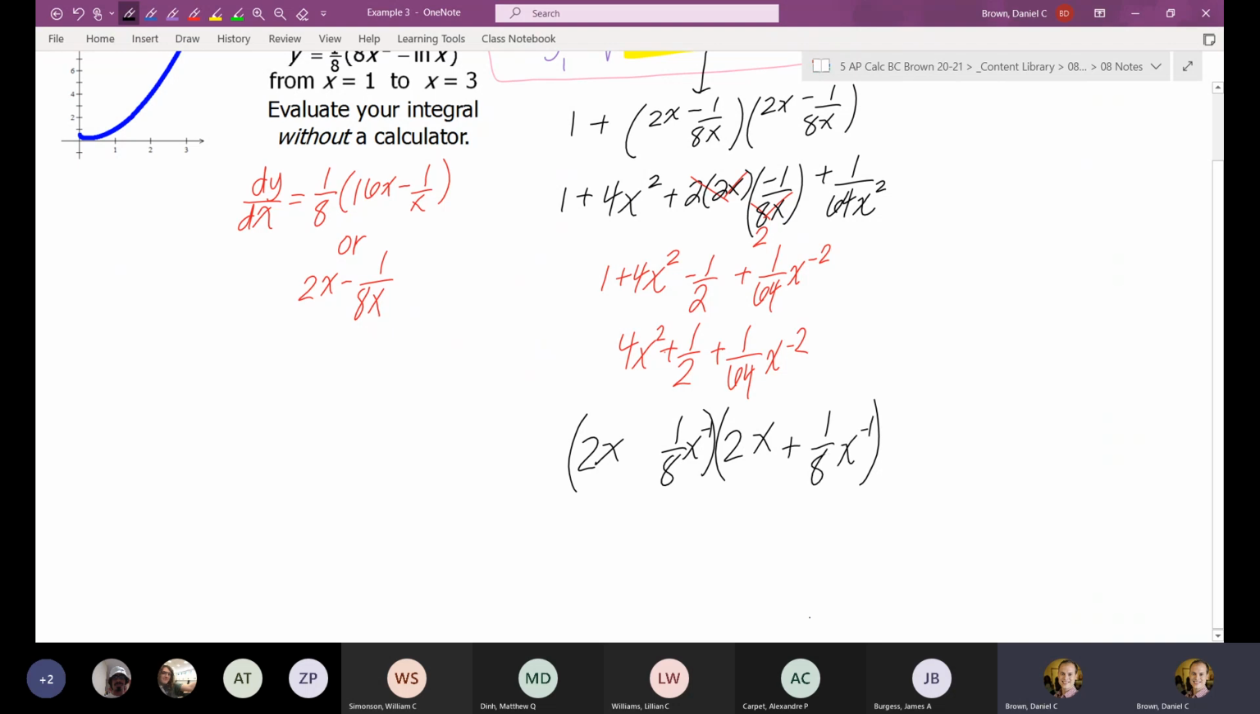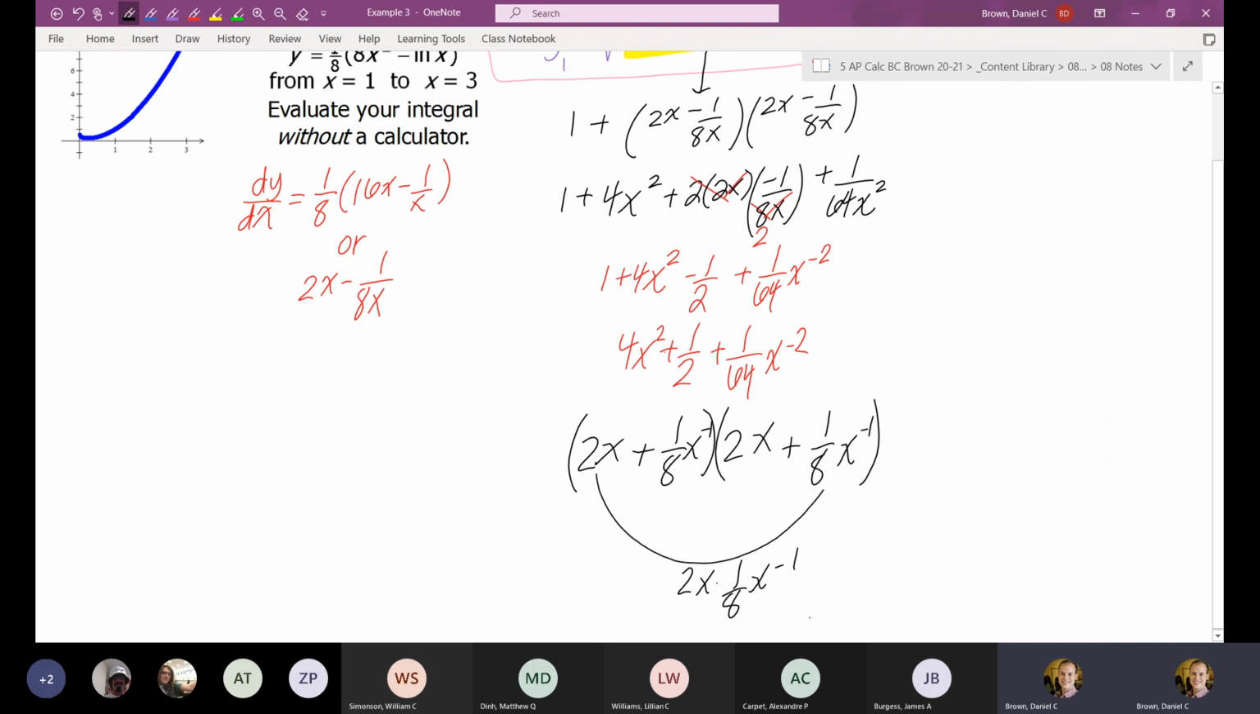And it would need to be positive. And if this is going to work, when I FOIL all that back together, first times first is definitely 4x squared. Last times last is definitely 1/64 of x to the negative 2. I want the inner and the last terms to be 1/2. You can see 2x times 1/8 x to the negative first.